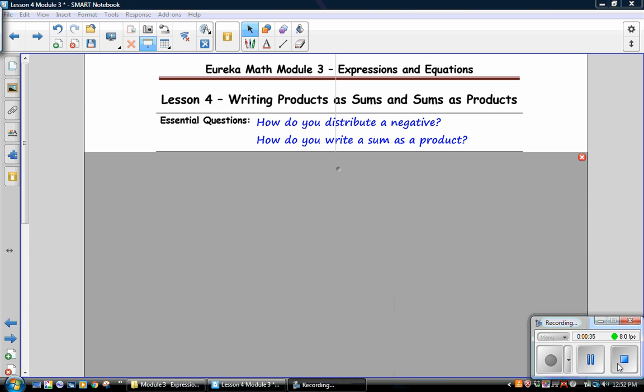Pause the video and write the essential question. How do you distribute a negative, and how do you write a sum as a product?